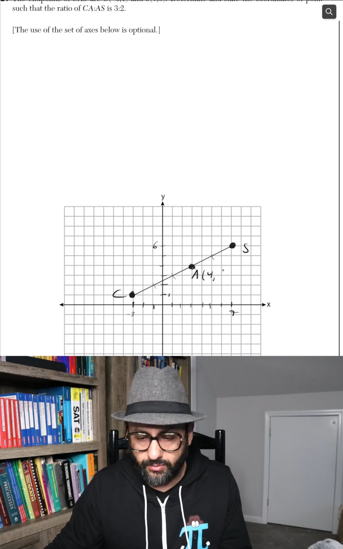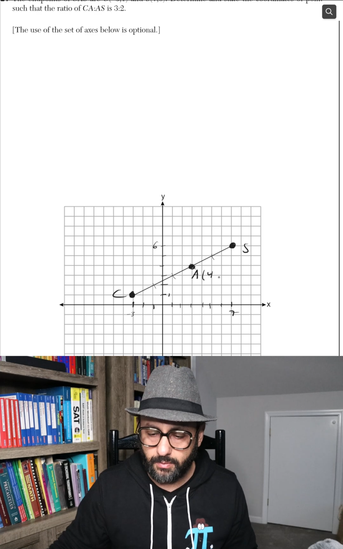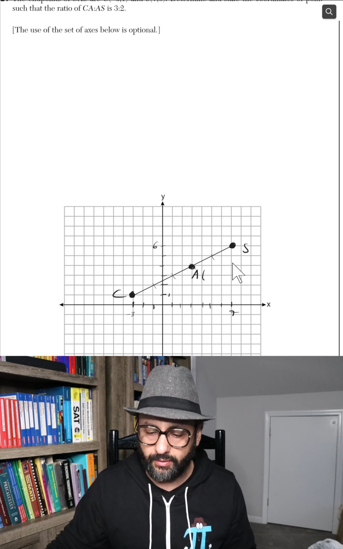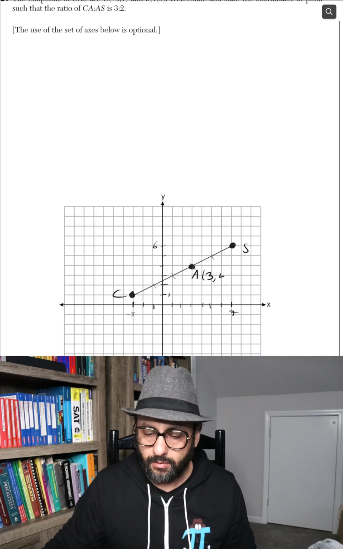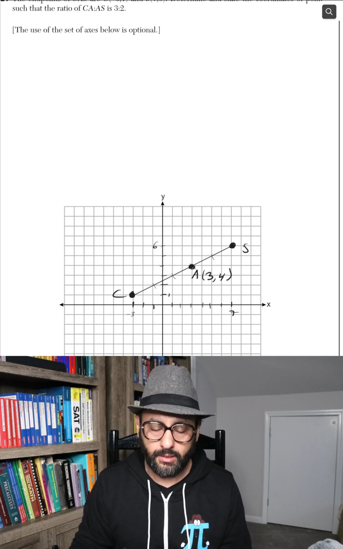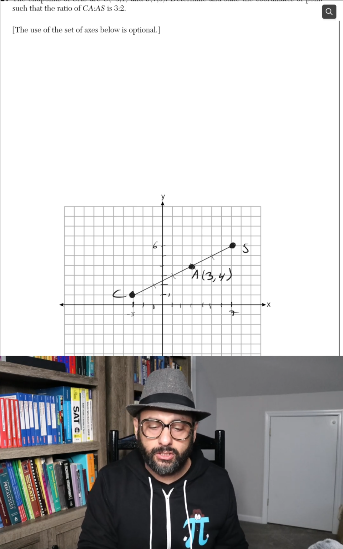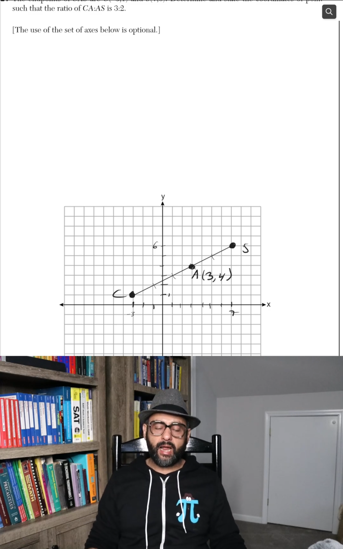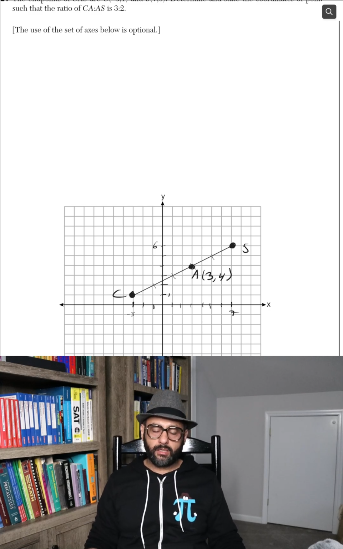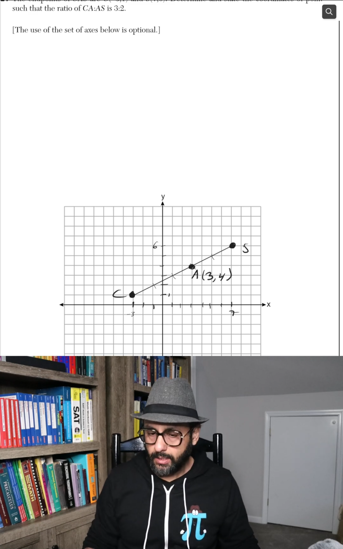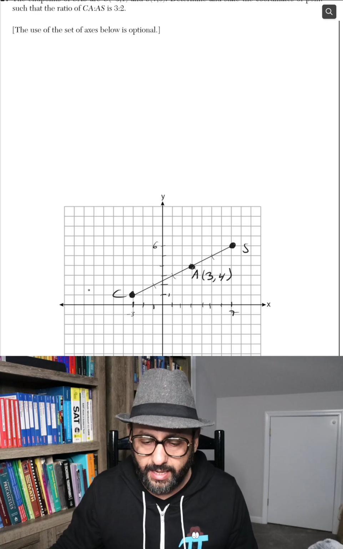Oops, I almost said it wrong. 3, 4. That's at least a point. So why is that not 2 points? Well, it's not 2 points because I haven't verified that the ratio of CA to AS is actually 3 to 2. Okay, so how can I actually calculate that?